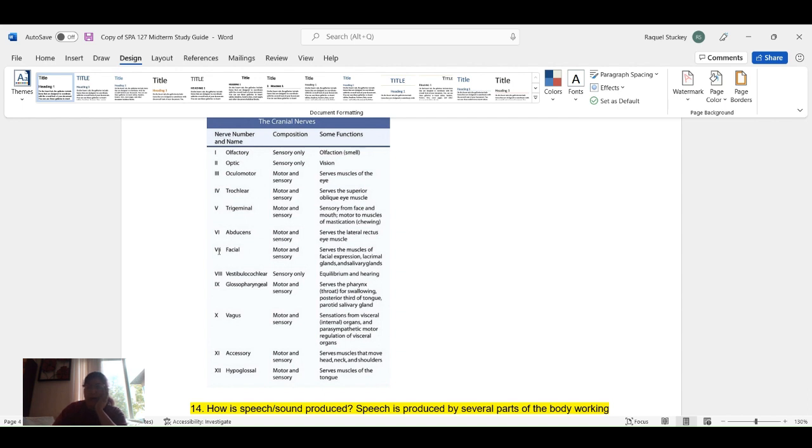Number 5, trigeminal, which is both sensory and motor. Is a sensory from the face and mouth, motor to muscles of mastication. Number 6, your abducens nerve. It's a motor. It serves the lateral rectus eye muscle.